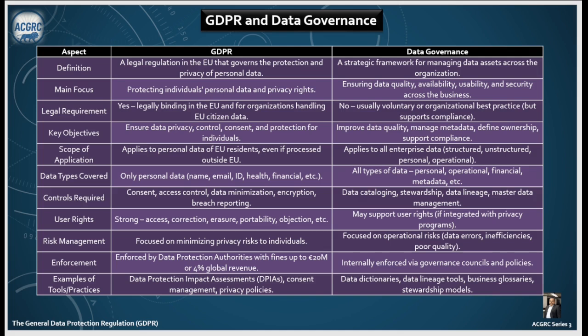Examples of tools and practices: data protection impact assessments (DPIAs), consent management, privacy policies. That's from a GDPR perspective. But from a data governance perspective, it is the data dictionary, data lineage tools, business glossaries, and the stewardship model. Now, this should clear out any doubt when you look at GDPR versus data governance. There is a clear difference between these two.